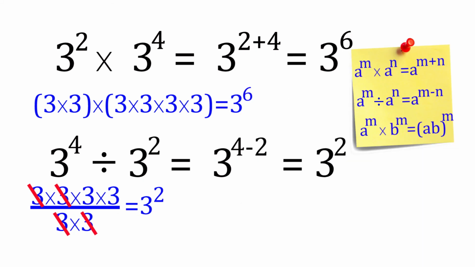Lastly, when multiplying expressions with the same base, and only with the same base, you just need to add the powers. So 3 to the power of 2 times 3 to the power of 4 equals 3 to the power of 2 plus 4. When dividing expressions with the same base, and only with the same base, you just need to subtract them. So 3 to the power of 4 divided by 3 to the power of 2 equals 3 to the power of 4 take away 2.